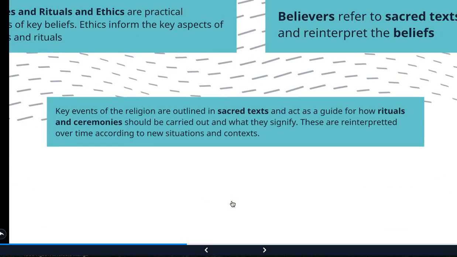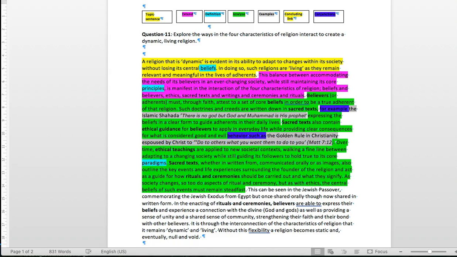Key events of the life of the founder are written down in sacred texts, and these then act as a guide for how rituals and ceremonies are to be celebrated. Okay, so sacred texts, whether in written form, communicated orally, or as images, also outline the key events and life experiences surrounding the founder of the religion, and act as a guide for how rituals and ceremonies should be carried out and what they signify.